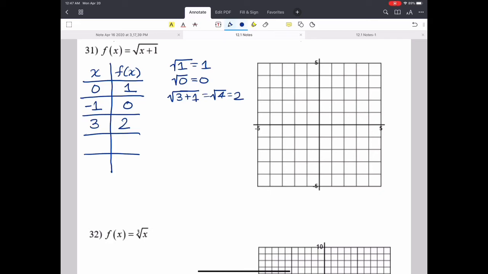All right, and let's stop there. Now if I graph that, I'm going to graph this point first. So negative 1, 0 is right there. All right, 0, 1 is right there. And then 3, 2 is right there.